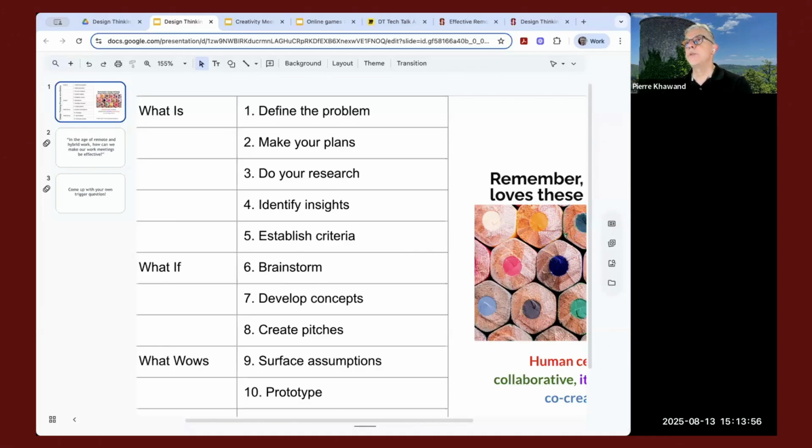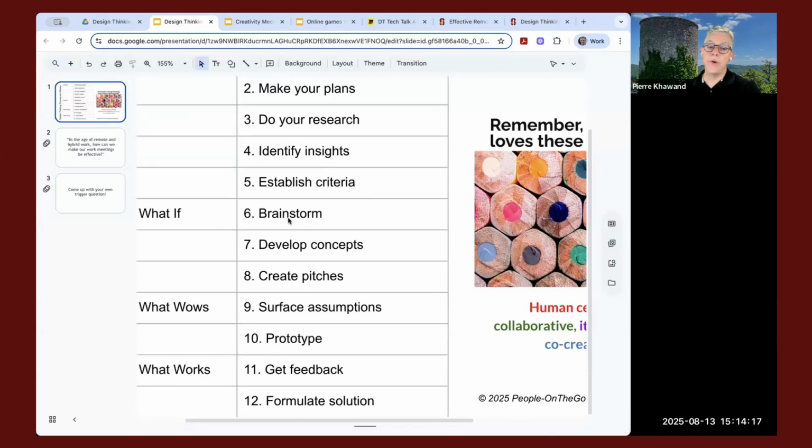Okay, so let's go to, where were we? How do you make sure brainstorming ends with an actual decision instead of going in circles?